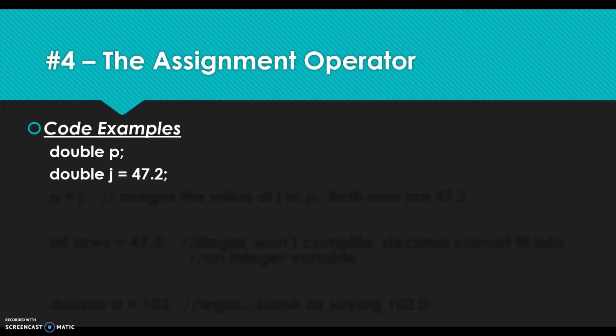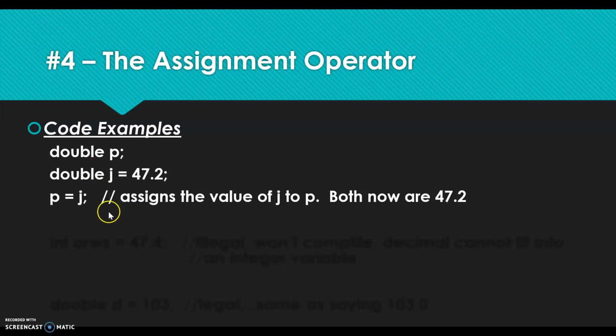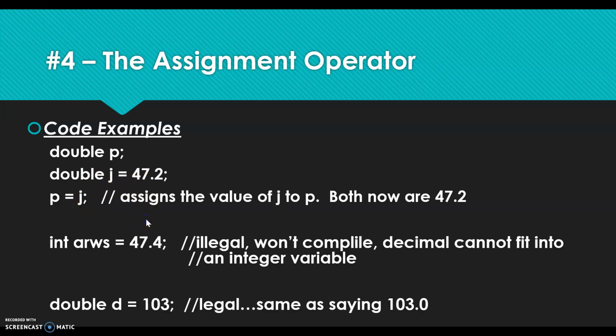Here's an example, double P, double J equals 47.2. Notice this one I'm just declaring, this one I'm declaring and assigning. P equals J, that's taking the value from J and assigning it to P. So now P is equal to 47.2 as well. If I did an int, it would not allow me to do that because an int is a whole number and 47.2 would need to be a double. I can, however, store a whole number in a double. That's okay.